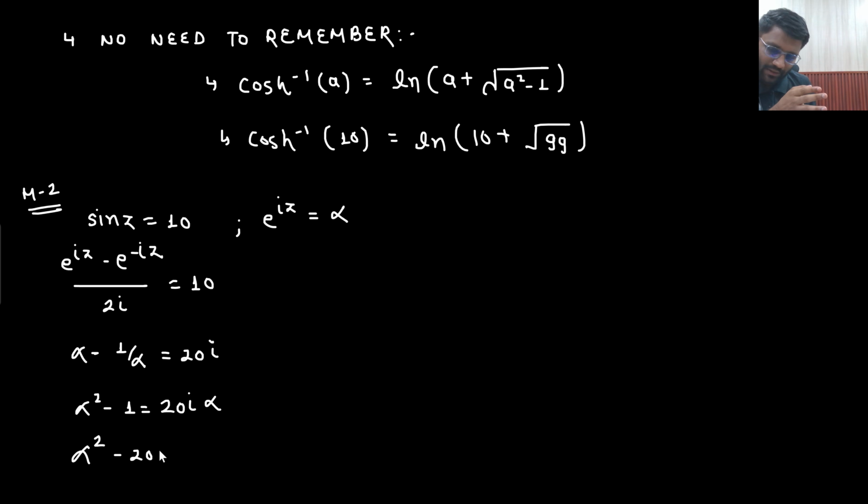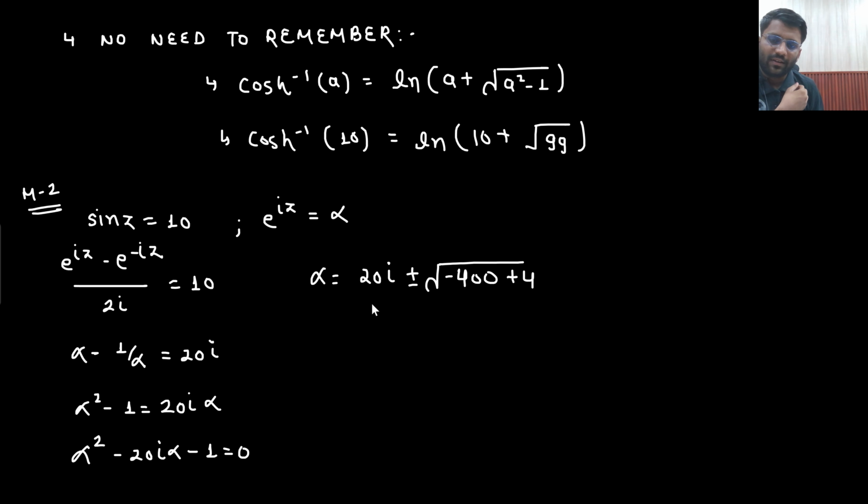So now this will come here: alpha square minus 20 iota alpha minus 1 equals 0. From here, the value of alpha is minus b plus minus under root b square minus 4ac, divided by 2a. The square of this will be minus 400. So the value of alpha is coming out to be 20 iota.